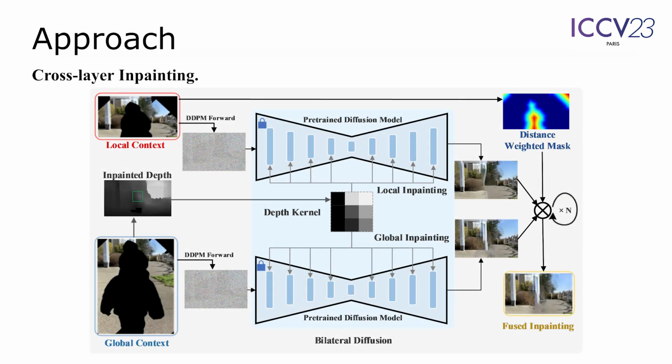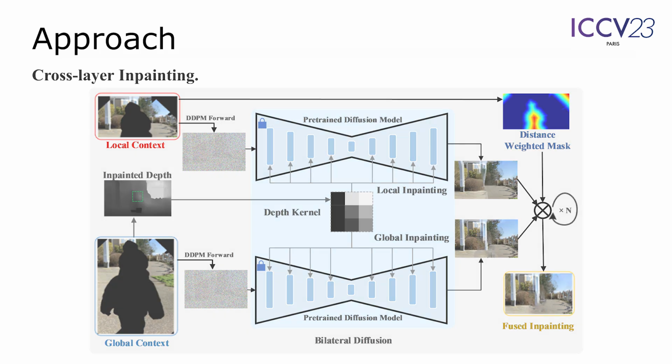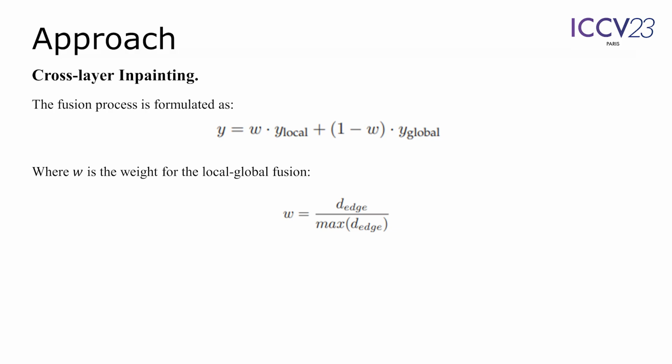To better model the global and local relationship for inpainting, we come up with a cross-layer inpainting strategy. We feed the context regions into the local branch and global branch separately and apply the inpainting model to each branch independently. Finally, we fuse the inpainted images into a composite image by a distance-based weighted fusion.